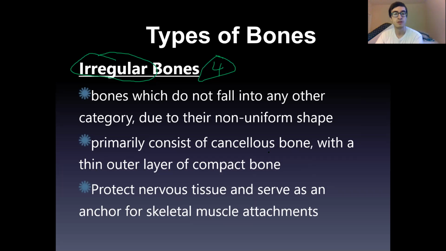So they have a thin layer of compact bones, so they're not very good at protection, but they have a lot of cancellous bones. We can also get a lot of bone marrow in these irregular bones as well. So mostly these guys make up your spine, so they protect your spinal cord and other nervous tissue, and serve as another point for skeletal muscles, especially muscles in your back, to attach to.